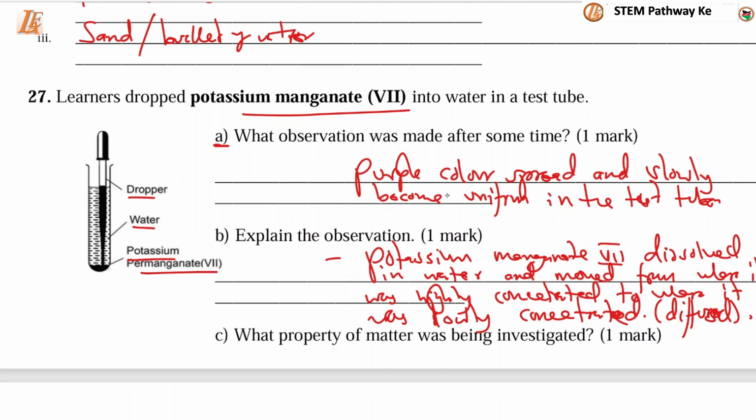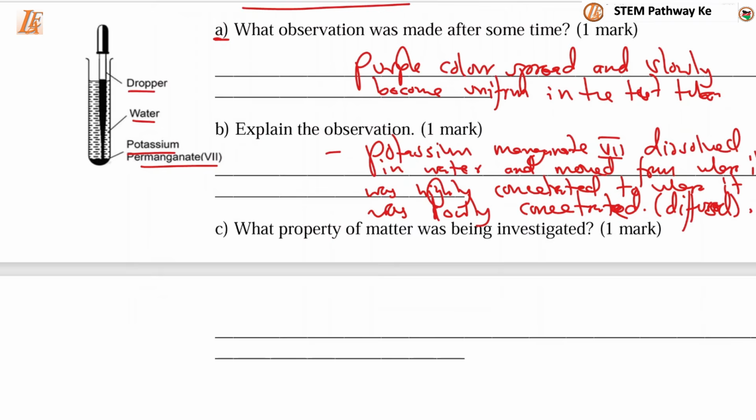So in this case, the reason why you saw the purple color spread and slowly become uniform is because potassium manganate 7, which was a solid, dissolved in water. That's the first thing. And after dissolving, it moved from where it was highly concentrated to where it was lowly concentrated, and that's what we call diffusion.